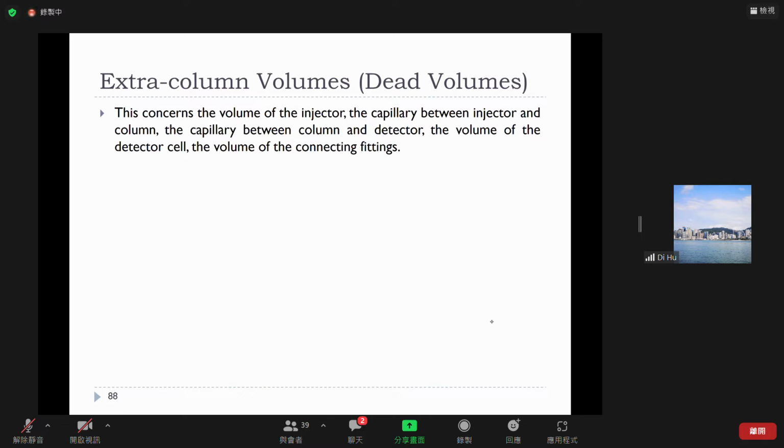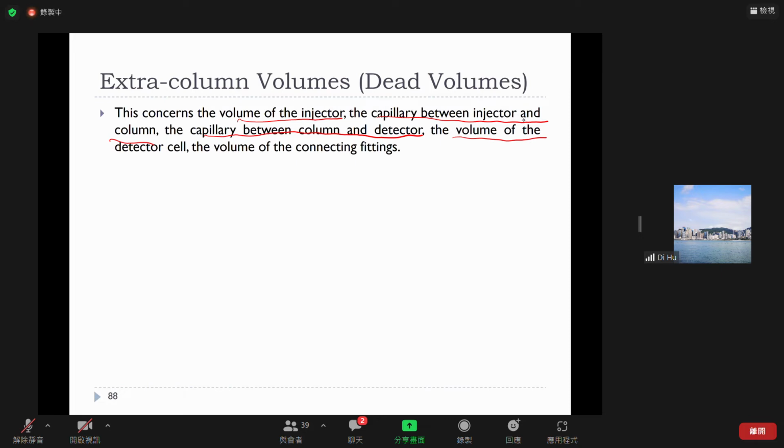This extra column band broadening occurs when the analyte is carried through open tubes, okay? What are open tubes? They are found in the injector system. Those are the capillaries that connect between the injector and column, and the capillaries between the column and detector, those open tubes. It also refers to the volume of the detector cell and the volume of all these connecting fittings. So these are called the extra column volume.